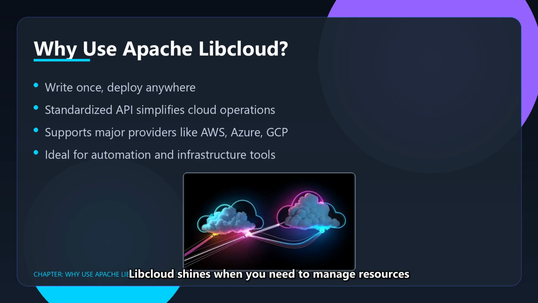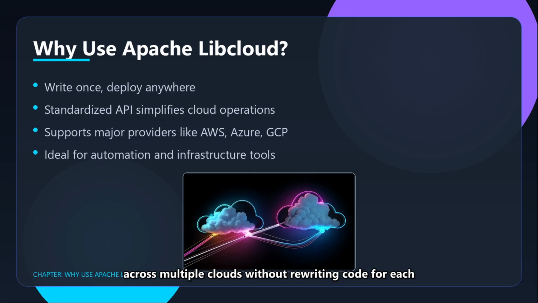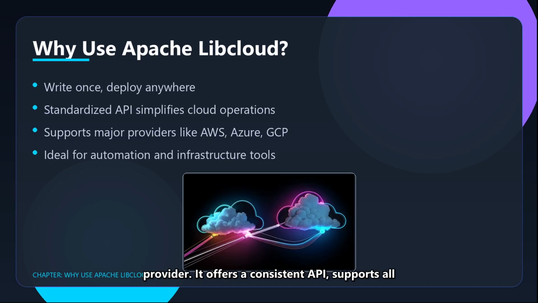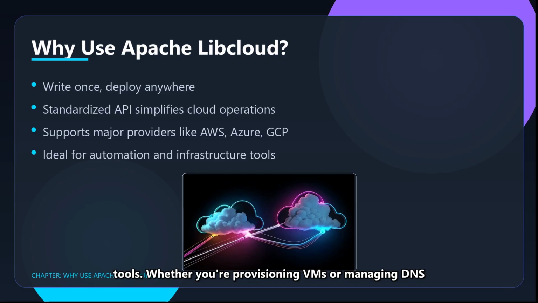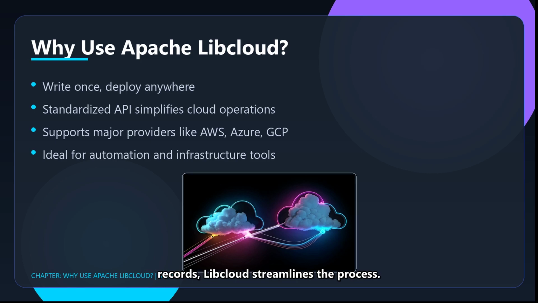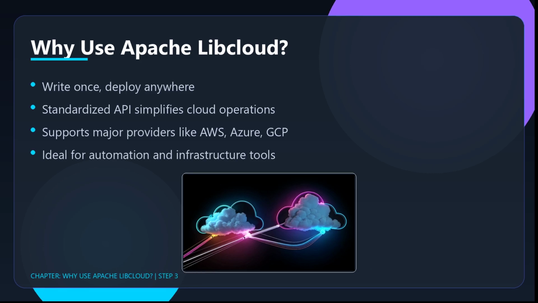Libcloud shines when you need to manage resources across multiple clouds without rewriting code for each provider. It offers a consistent API, supports all major cloud platforms, and is perfect for automation tools. Whether you're provisioning VMs or managing DNS records, Libcloud streamlines the process.